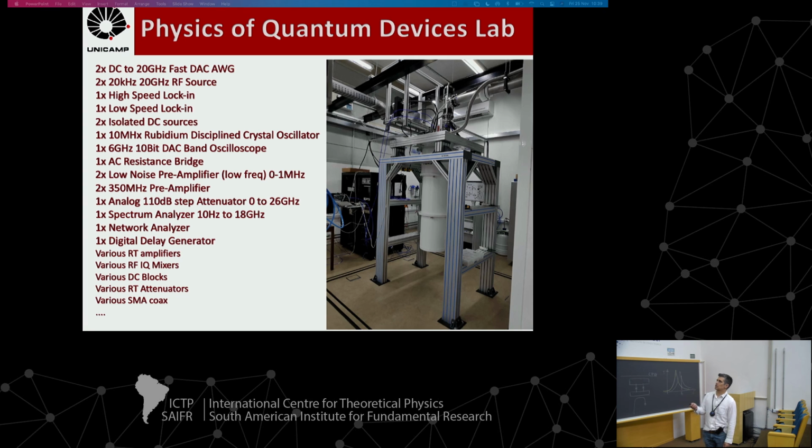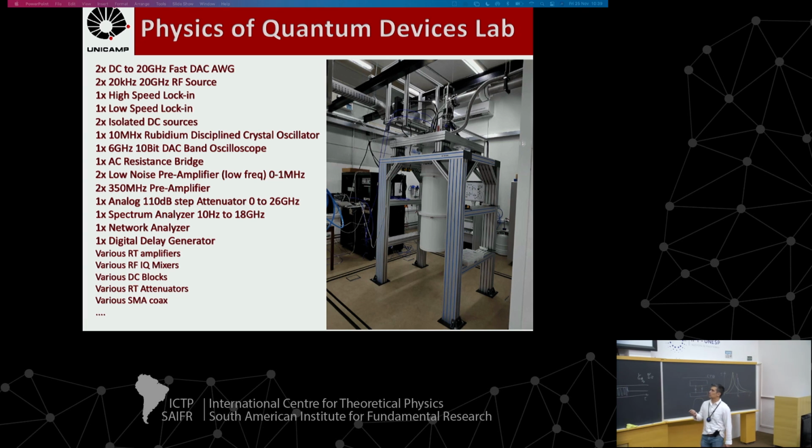And here, spectrum analyzer, network analyzer. Here's our clock. We have an atomic clock in the lab as well, a rubidium clock to synchronize all the instruments, because everyone needs to have the same clock to create the signals. Okay, so again, all of that. Amplifiers, oscilloscopes, and IQ mixers, room temperature amplifiers, attenuators, coaxial cables.